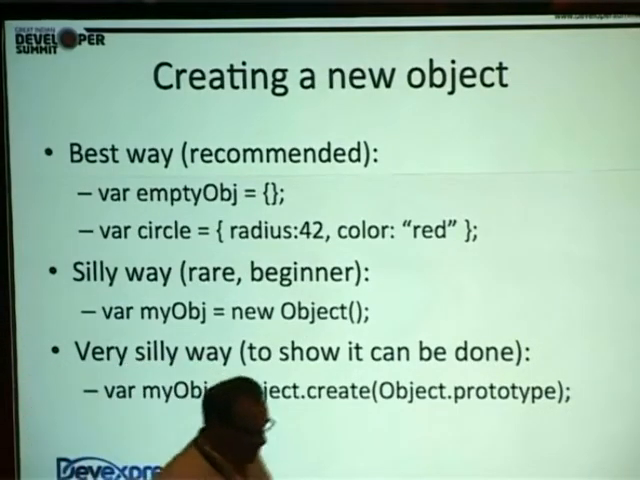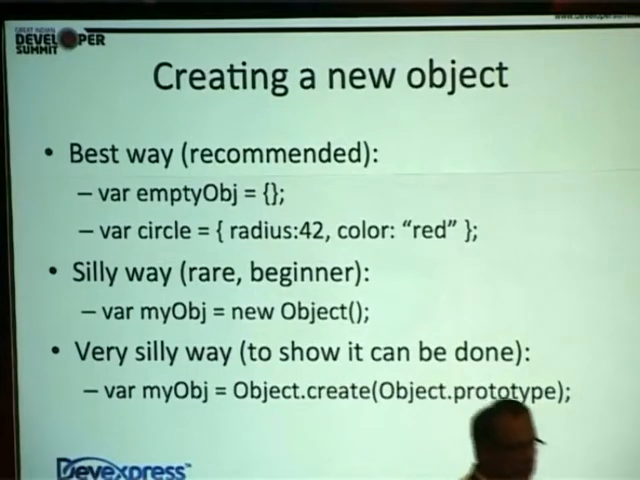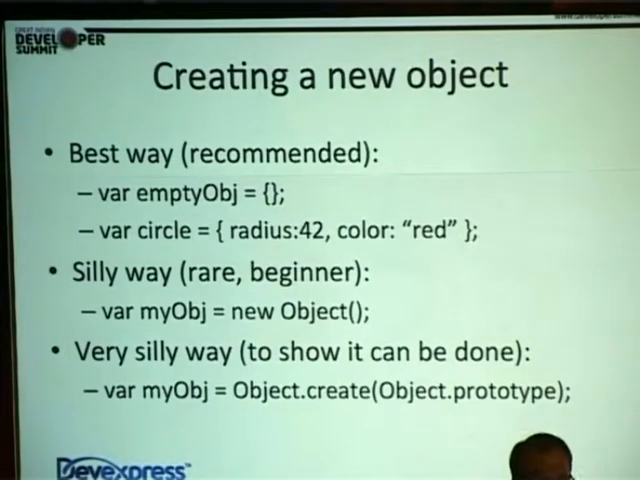So, creating a new object, the best way is actually to use the object literal syntax. You basically have an open brace and a closed brace. So the first example there shows an empty object, no properties, methods, or anything at all. The second example there, the circle one, shows creating an object which has two properties. One is radius, the other one is color.